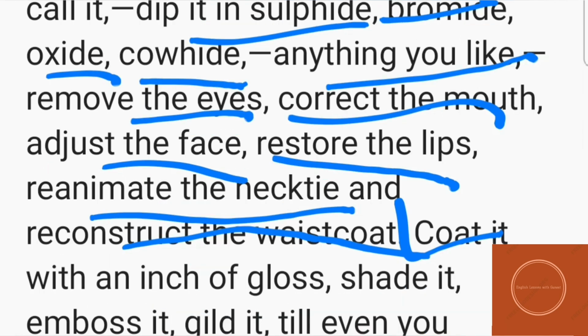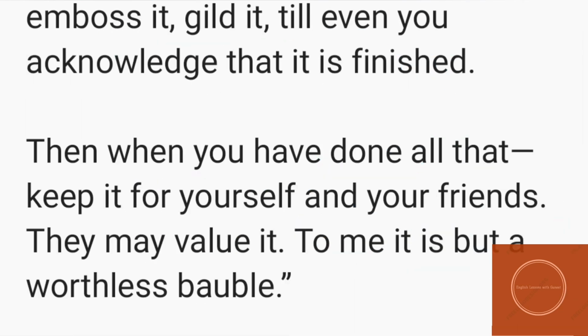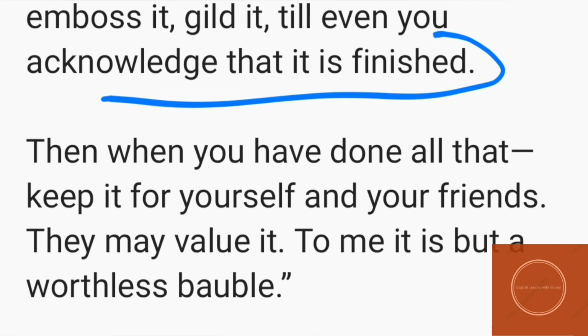So over here, shade it, emboss it. Means he's first of all saying that you dip it in something, whatever you like, and after that you just call it something, whatever you like, and then you just do all the improvements that you want to do, and after that you just coat it with an inch of gloss. You can shade it, you can emboss it. So emboss means bulging out, and gild it. So gild it means decorate with something, till even you acknowledge that it is finished. Means you just keep on doing your brutal work till the time you just feel satisfied.